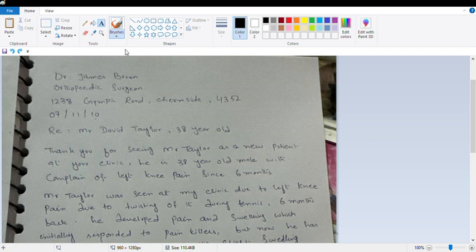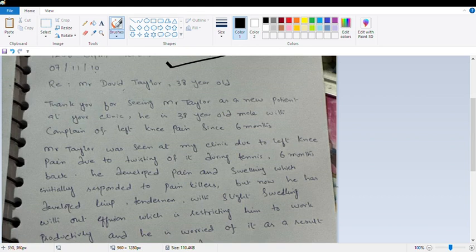Okay, so Dr. James Brown, orthopedic surgeon. This is good. So, referring Mr. David Taylor, 38-year-old. So thank you for seeing Mr. Taylor as a new patient at your clinic. Write this properly. Okay, so he is a 38-year-old male.